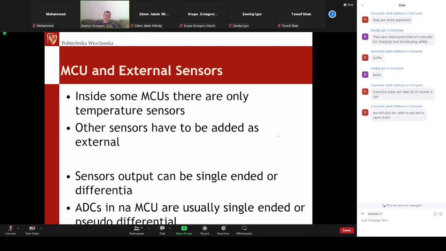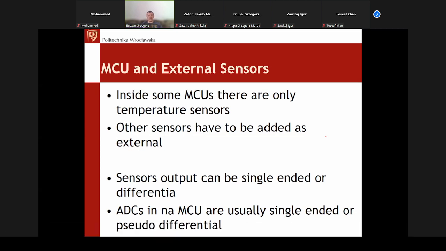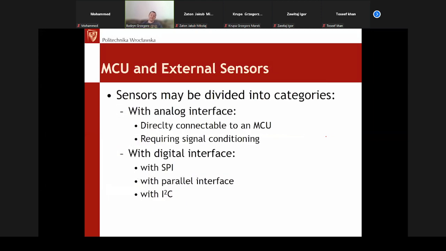In the case of external sensors that we connect, we have a couple of types. First of all, sensors with analog output, that is single-ended or differential. Depending on whether the sensor outputs single-ended or differential signals, we can either connect it directly to a microcontroller or use a circuit, which we call signal conditioning circuitry. Then the second group is sensors with a digital interface.